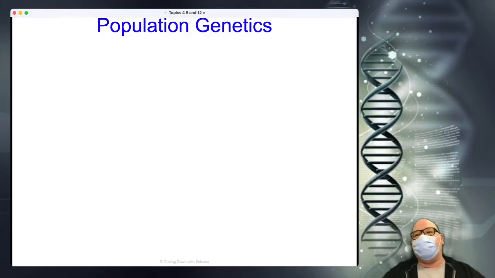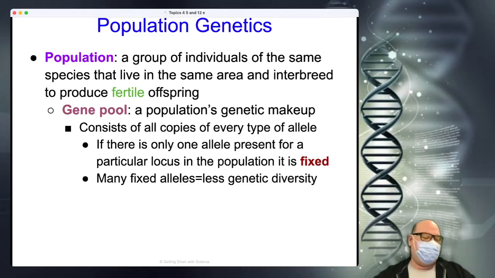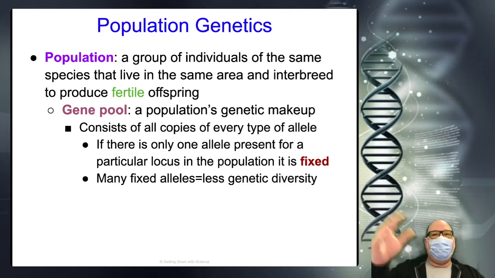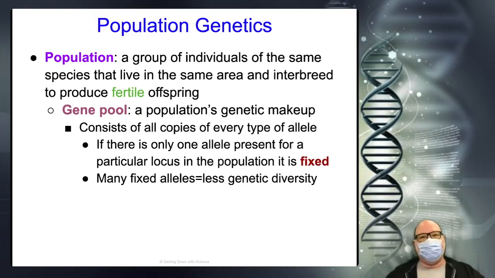So, there's a couple terms you need to be aware of within population genetics, and the first one's pretty straightforward. Population, okay? A population would be a group of individuals of the same species that live in the same area and interbreed to make fertile offspring. There are some biological breeding events that result in non fertile offspring. Okay? Worker bees, donkeys, and horses give you mules, which are non-fertile.